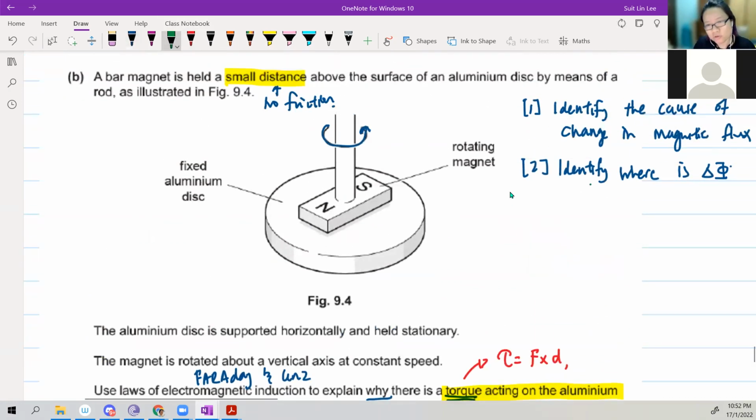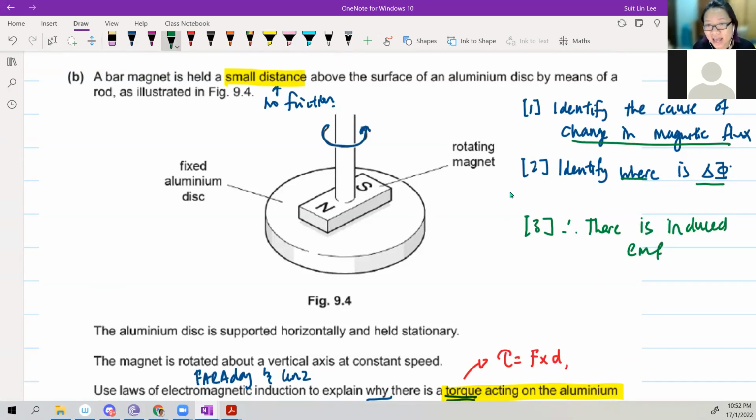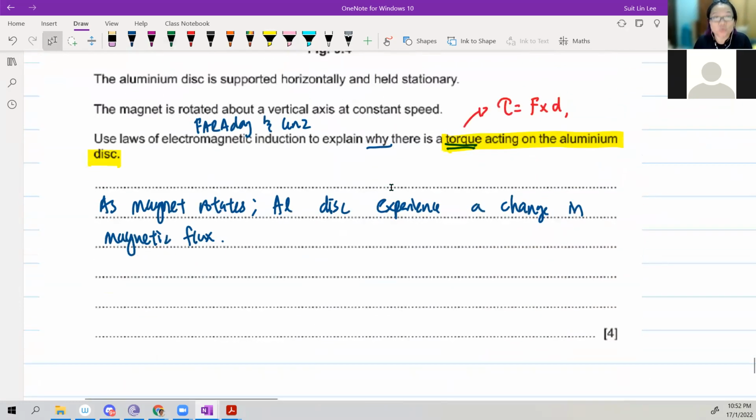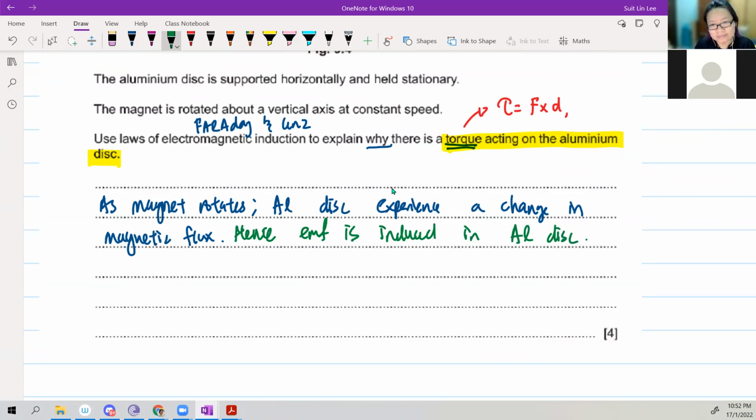So we move on to point number 3. If there is a change in magnetic flux, hence there is induced EMF. Where? At the same place. So please be very, super obvious about where the induced EMF is. So then you can say, hence the EMF is induced in the aluminum disc. Okay, you got 2 marks.